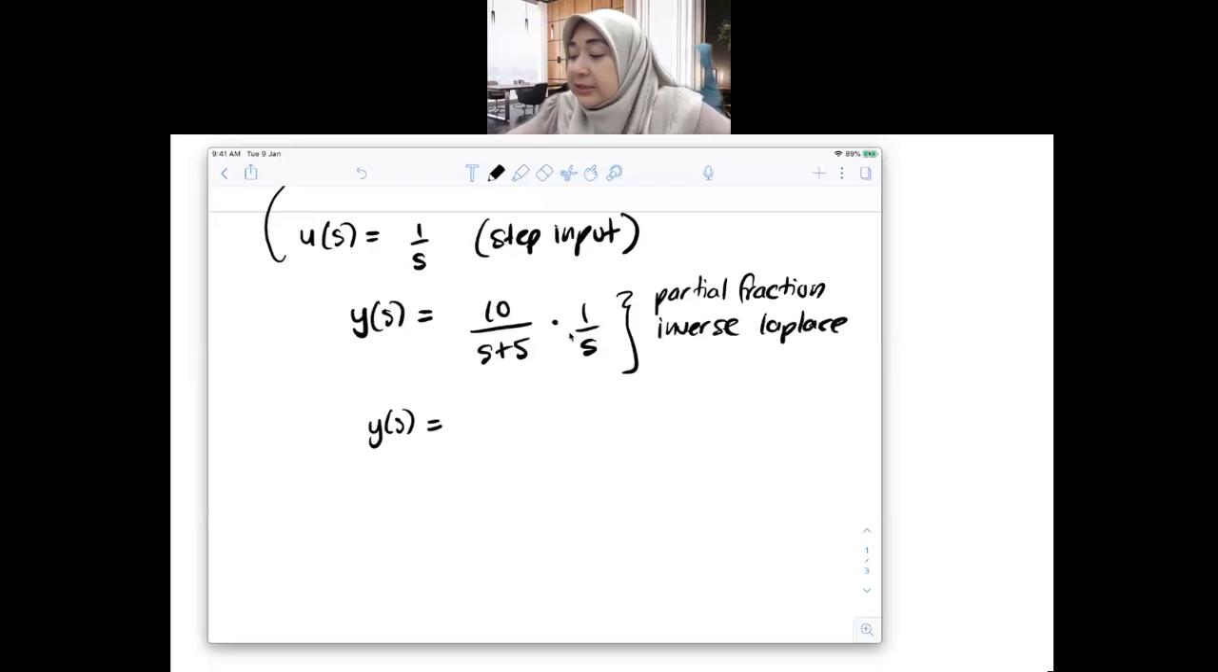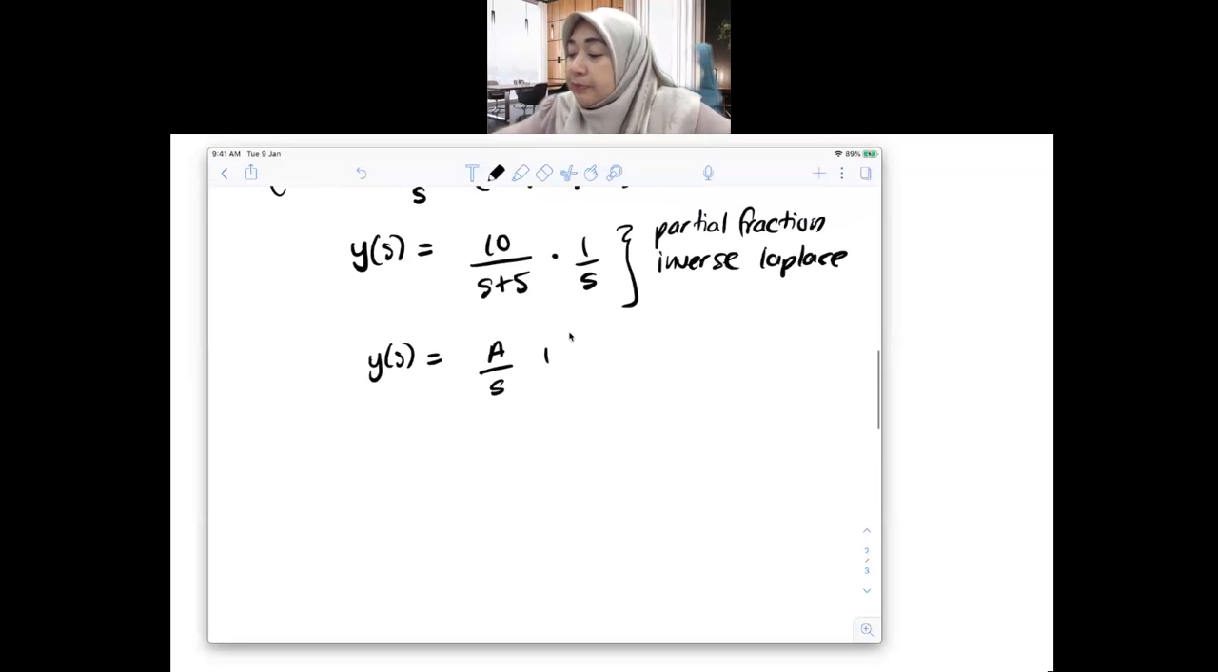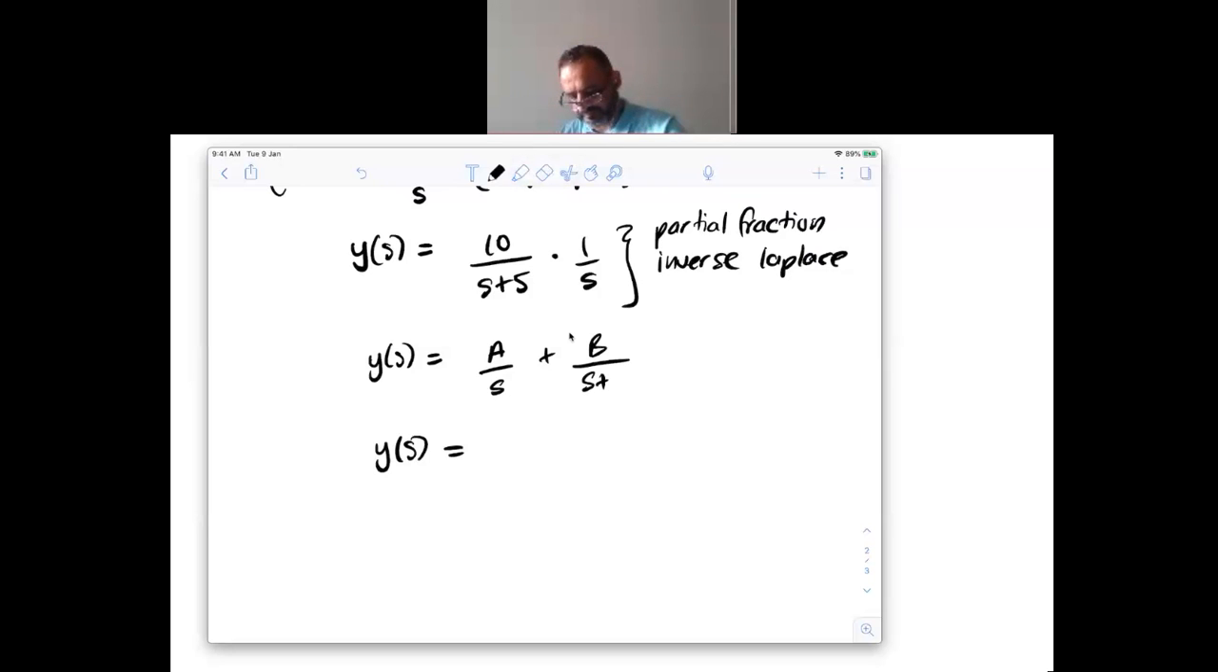Y(s) is equal to, if I do partial fractions, I'll say this is equivalent to a over s plus b over s plus 5. Because I want the denominator to be the same, I will cross multiply. Oops, I forgot the s. So I will do cross multiplication. I will have a multiplied by s plus 5 plus bs, the whole thing divided by s multiplied by s plus 5.